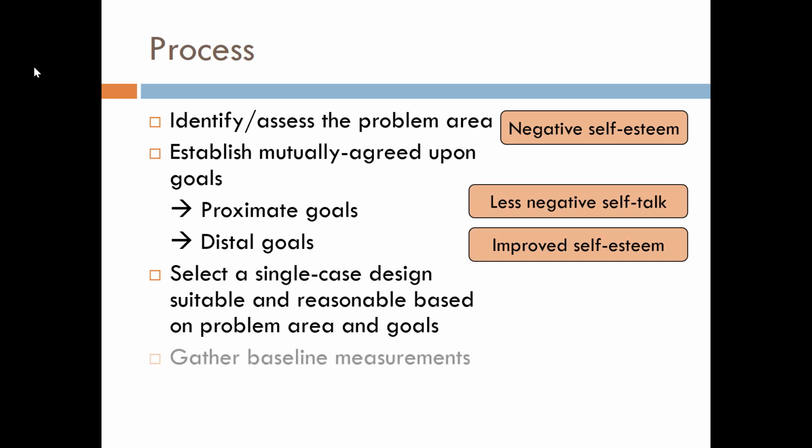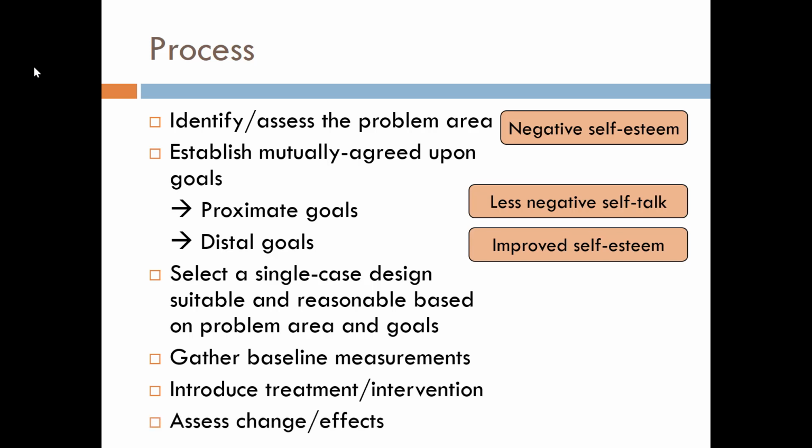But after that selection has taken place, then we gather what are called baseline measurements, or what we were referring to as pre-tests when we were going over experimental and quasi-experimental designs. Then we introduce the treatment or the intervention, and then we assess change or any effects that hopefully came about as a result of the treatment. So all this is, in terms of a single case design, is overlaying a research methodology on top of an existing process, the clinical process, in order to assess whether the treatment was effective.